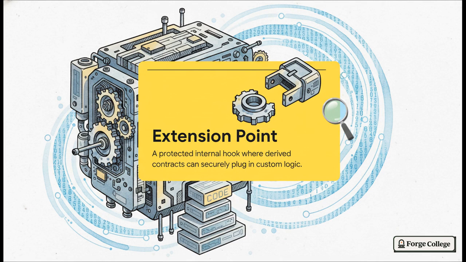And the magic mechanism that makes this massive structured reuse possible? It's called the extension point. Basically, an extension point is a specific, protected internal hook in an abstract contract where derived contracts can securely plug in custom logic. Think of it like a built-in, patent-pending mechanical socket. By using this socket, new code just smoothly plugs right in. It's highly efficient for us developers because the core engine remains completely untouched and, most importantly, secure.